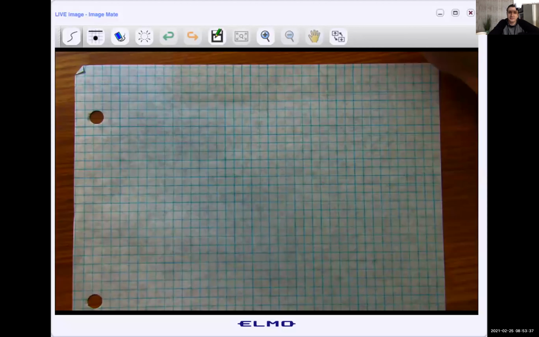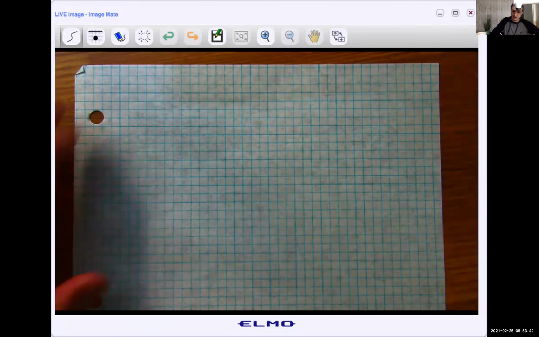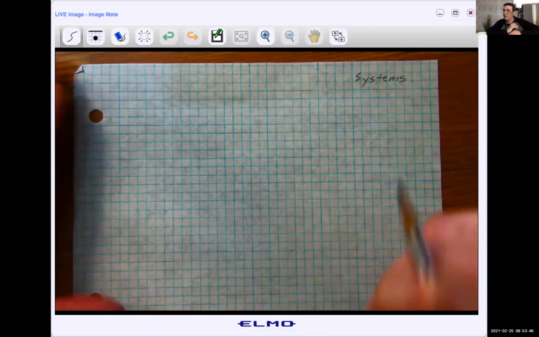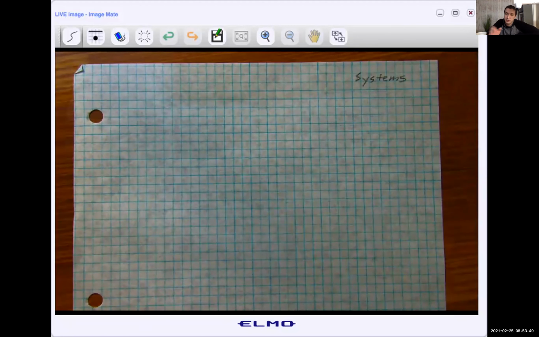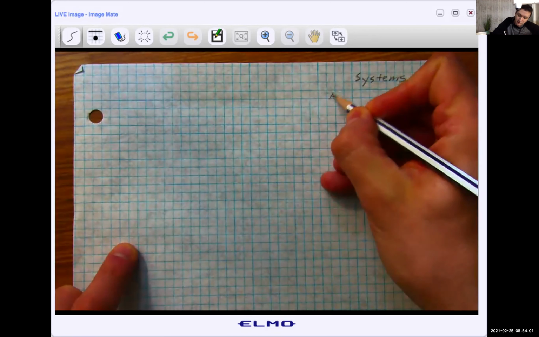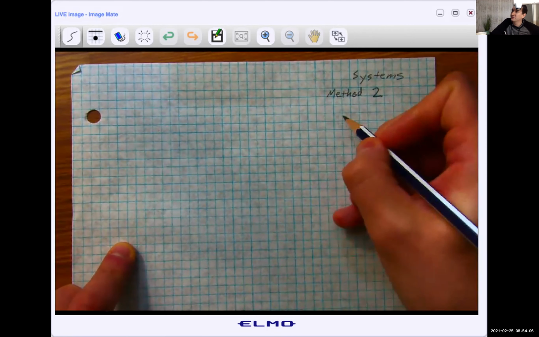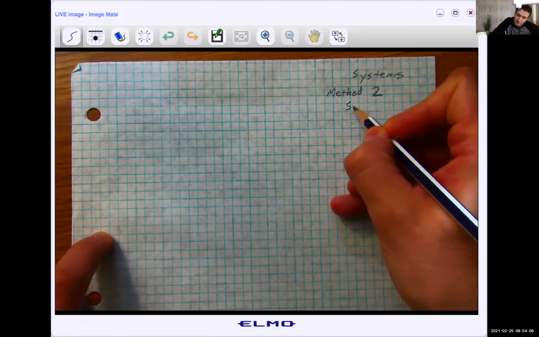All right, it is time for notes. Here is my paper. Last time we talked about systems. We are still talking about systems. In algebra and in the other math later too, geometry, algebra 2, you're going to need more than one method for solving a system. The first method is graphing. It works every time, but it can take a long time sometimes. This method, let's call it method 2. The number isn't important. What's important is that you know how it works. And this method is called substitution.